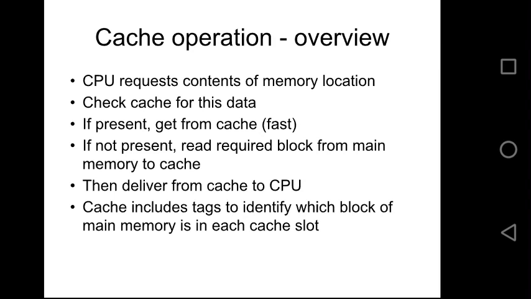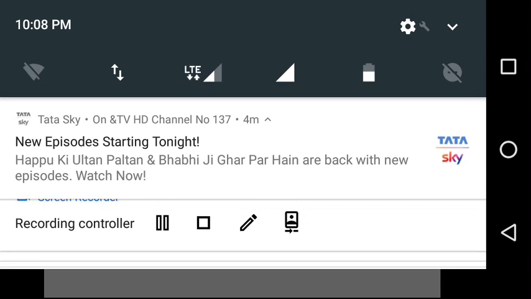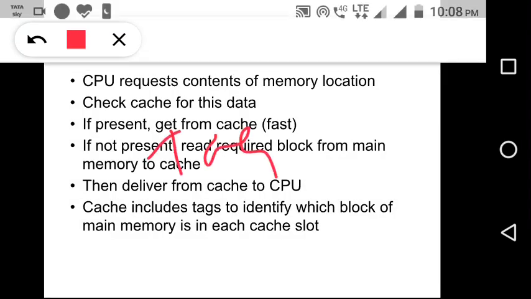If it is not present, the required block is read from the main memory into the cache. Then it is delivered from the cache to the CPU. Here CPU means processor. The cache includes tags to identify which block of main memory is in a cache slot. So it uses a special technique called a tag.